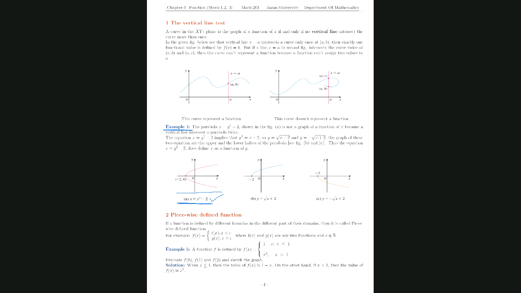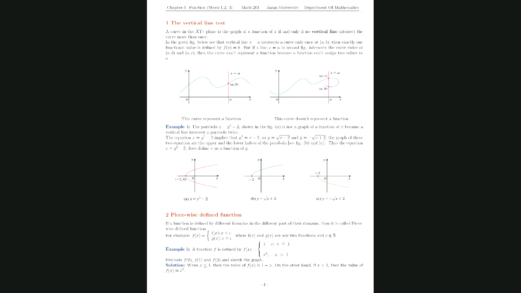It is not a function, because the vertical line cuts at 2 points. This vertical line cuts this graph at 2 points here, cutting here and cutting here. If any vertical line cuts the graph of this equation at 2 points, then it is not a function. So this line intersects at 2 points, so this is not a function, right?